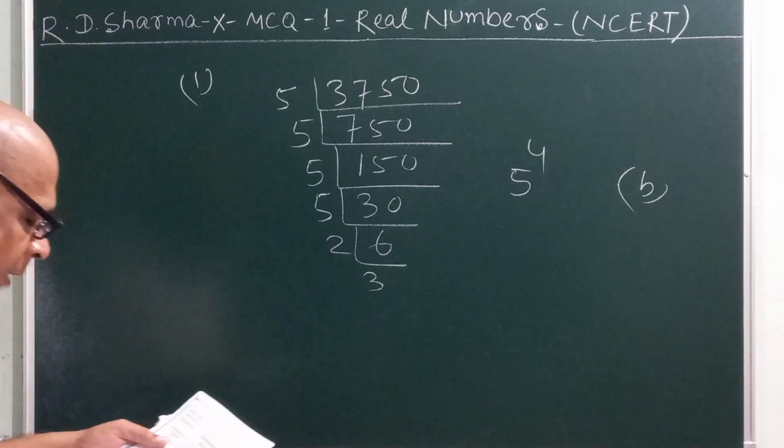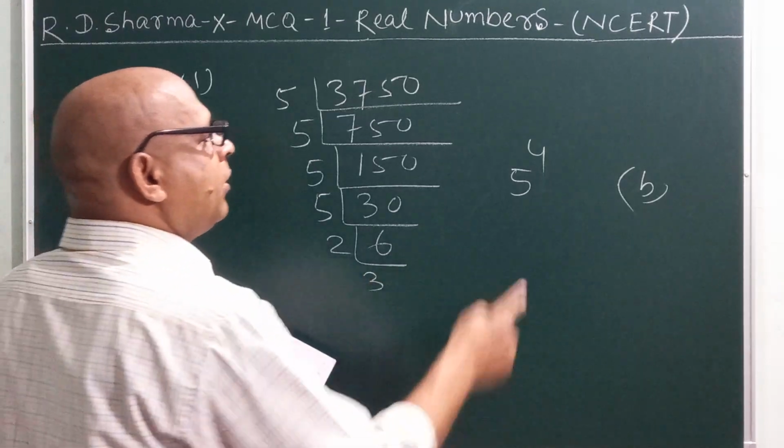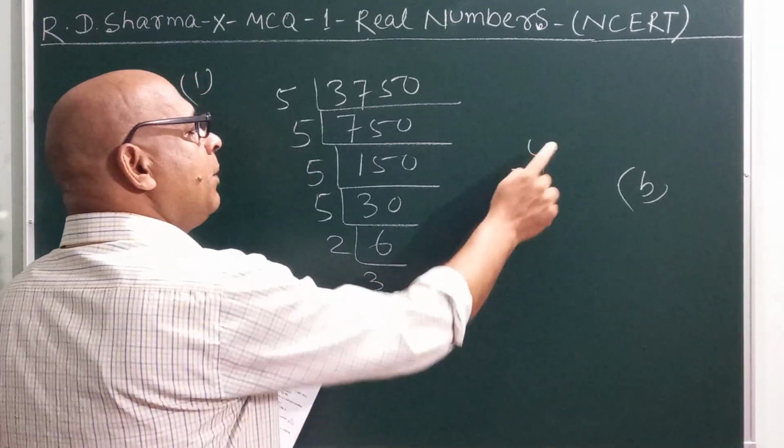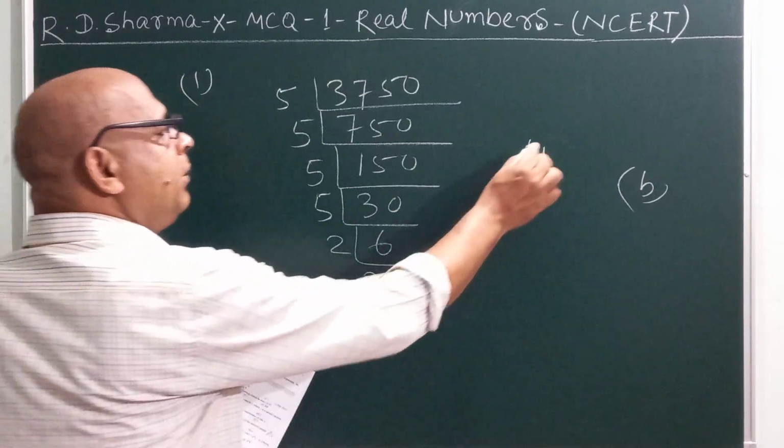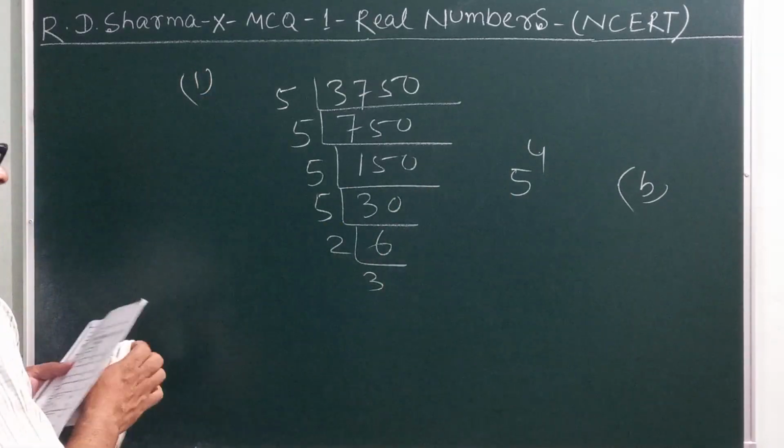The exponent of 5 in the prime factorization of 3750 is 4. 5 to the power 4. Answer is 4. Next, number 2.